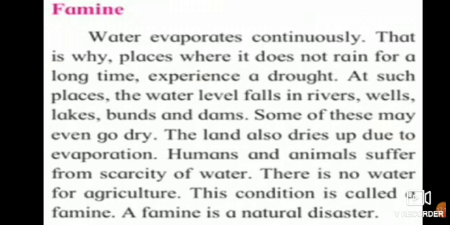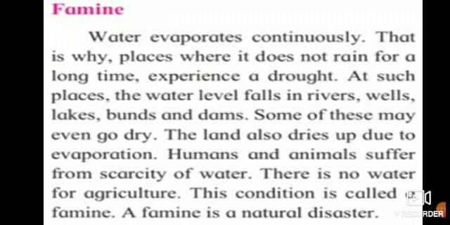Now the main topic is famine. What do you mean by famine? Famine means drought, scarcity of water, where we never get food. So water evaporates continuously. I hope you know, during the rainy season we have a lot of water in the tanks, ponds, lakes, rivers. But the same tanks and rivers in April to May, what happens? It gets dry. Why? Because of the sun's heat, the water evaporates.